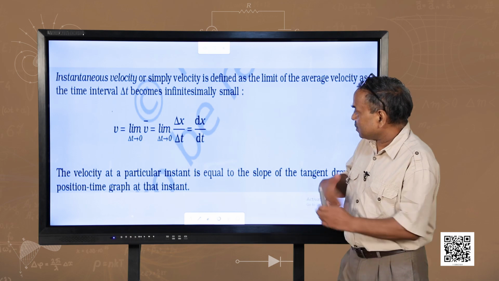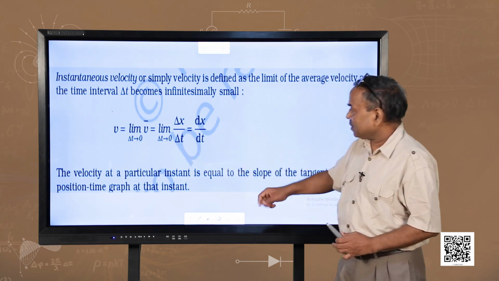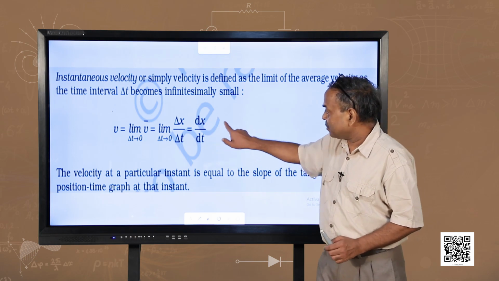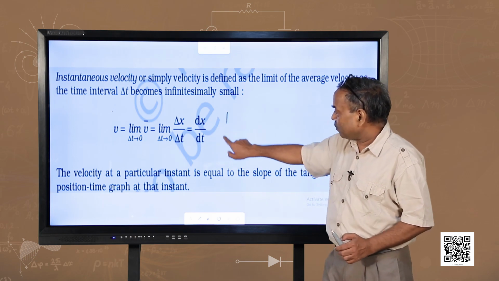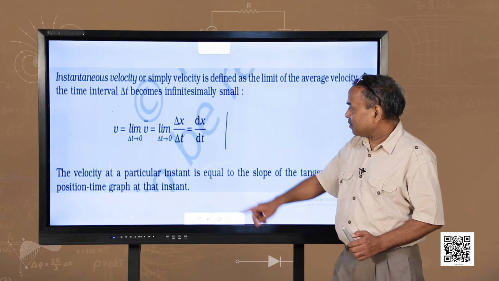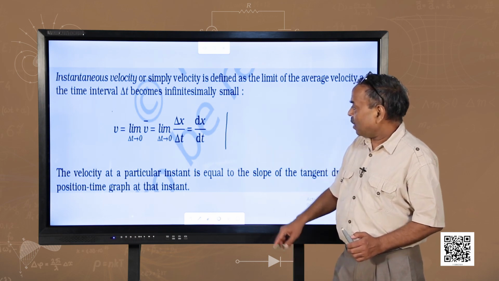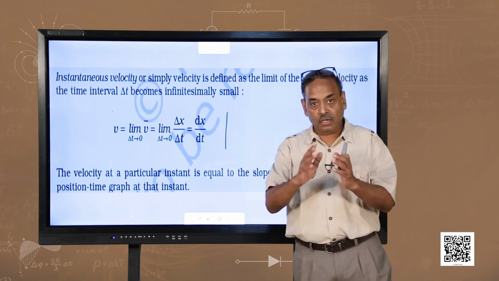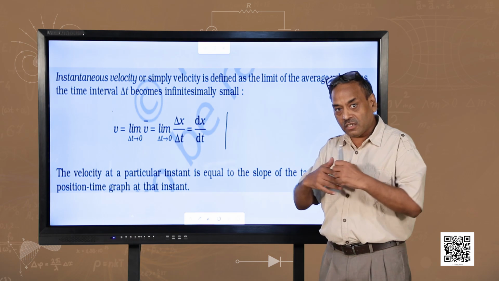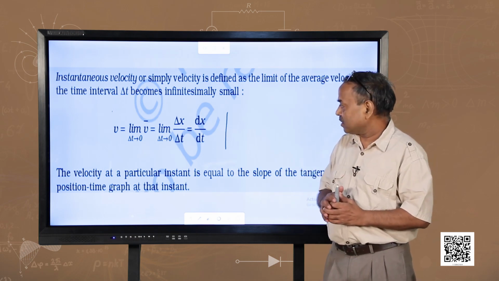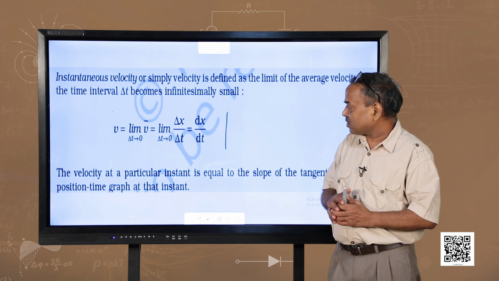The instantaneous velocity is just a limiting case of delta x by delta t. You have studied it in calculus, or if you have done it in physics, your physics teacher has done it. In chapter 3 we have done some calculus, but wait for some time, you will study all these things in great detail in your mathematics class. Your mathematics teacher will be discussing all those things in much greater detail.